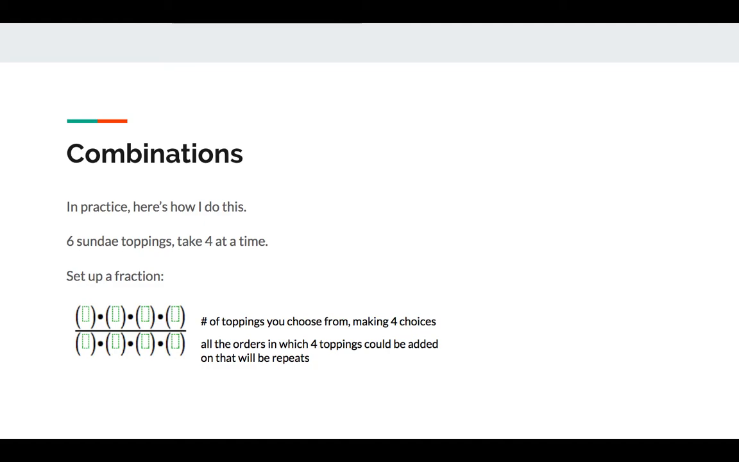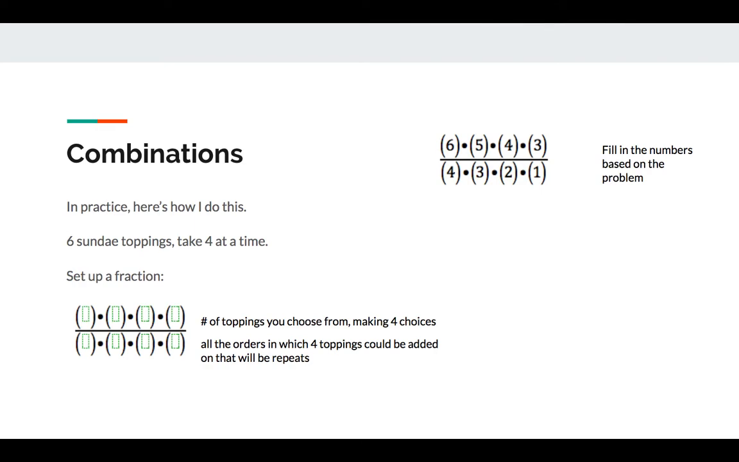I want to show you, just in case you don't have a calculator handy, the way I do it. This is something I learned a long time ago when I was a student. Let's say I had 6 sundae toppings and I know I'm going to take 4 at a time. So the way I always learned to do it was I'd set up a fraction with 4 blanks both top and bottom. On the top, I'm going to take care of how many toppings I have to choose from, and I'm going to make 4 choices, so that's why I have 4 parentheses. In the bottom, I'm going to put all of the number of ways 4 toppings could be repeated.